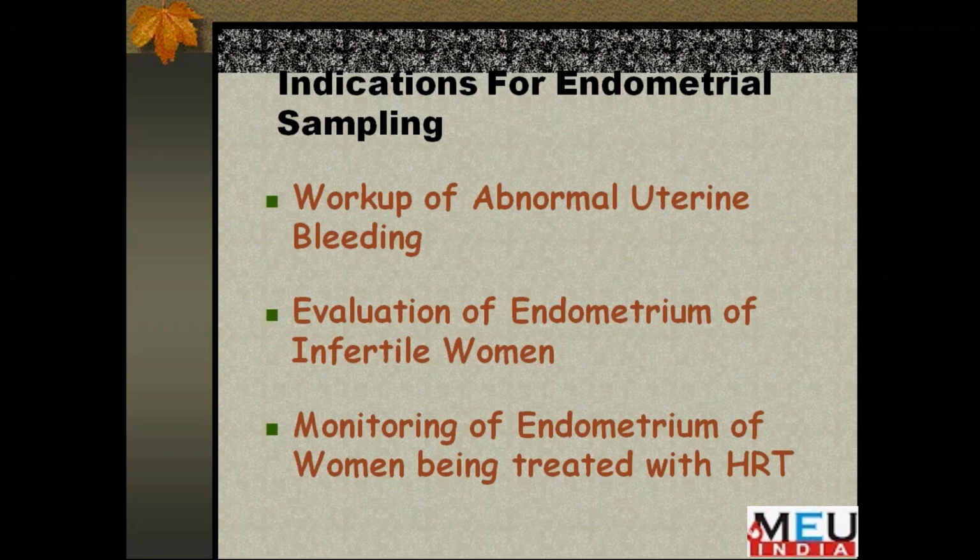Before the advent of ultrasound-based ovulation testing, this was the main method by which ovulation was tested. So endometrial sampling is done as a workup for abnormal uterine bleeding and for evaluation of the endometrium of the infertile woman. And in hormonal replacement therapy, we check whether it is okay and not causing any problems, or sometimes when bleeding is taking place.